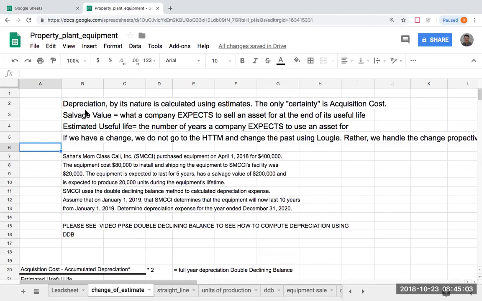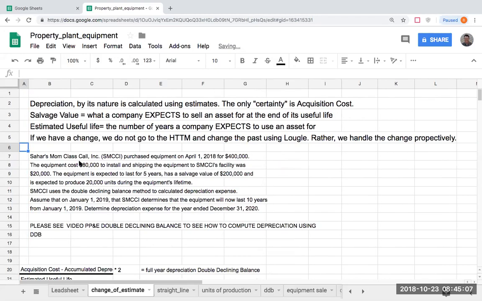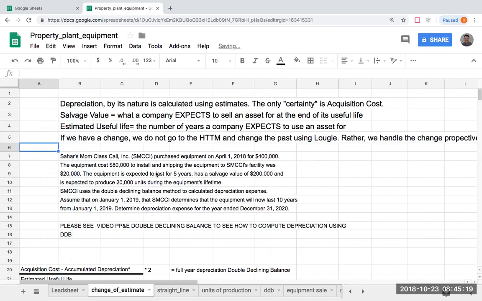So when we're looking at depreciation, the problem we're going to use today can be found in the video, property, plant, and equipment, double declining balance. I want you to make sure you take a look at that, because I'm not going to really focus on how to compute the depreciation expense using double declining balance. I'm really going to be focusing on estimates. But now back to our presentation.